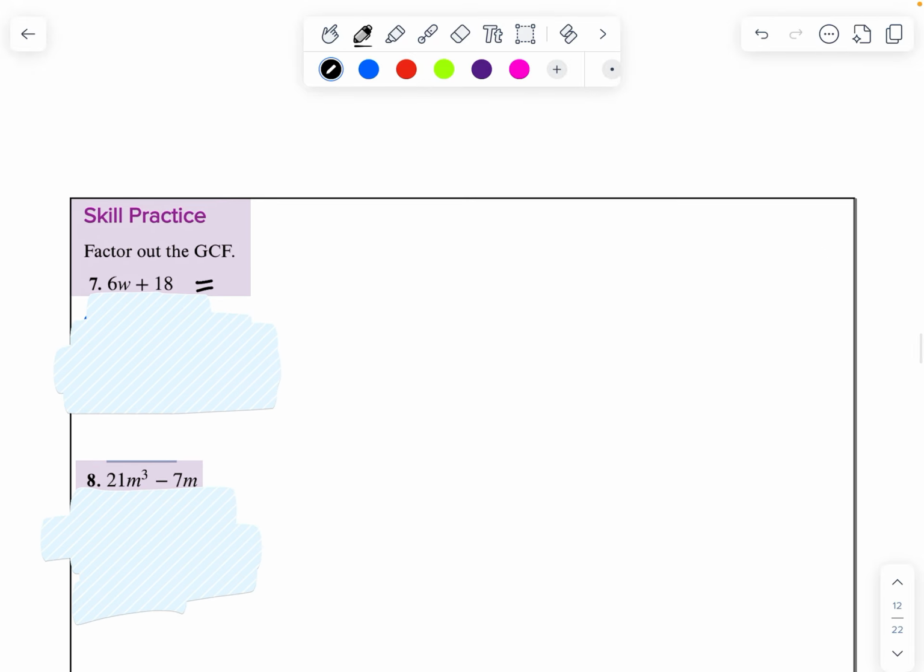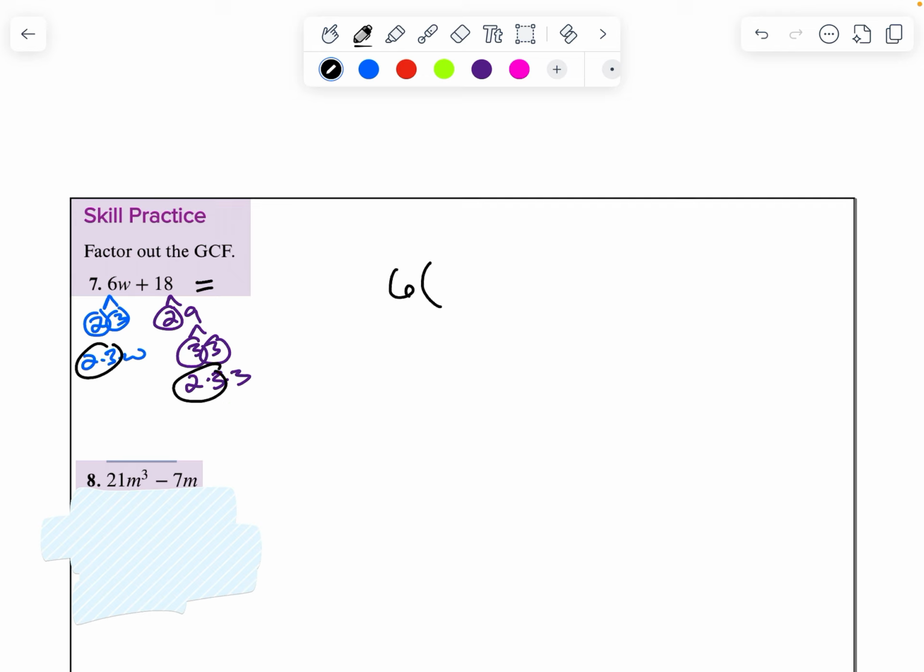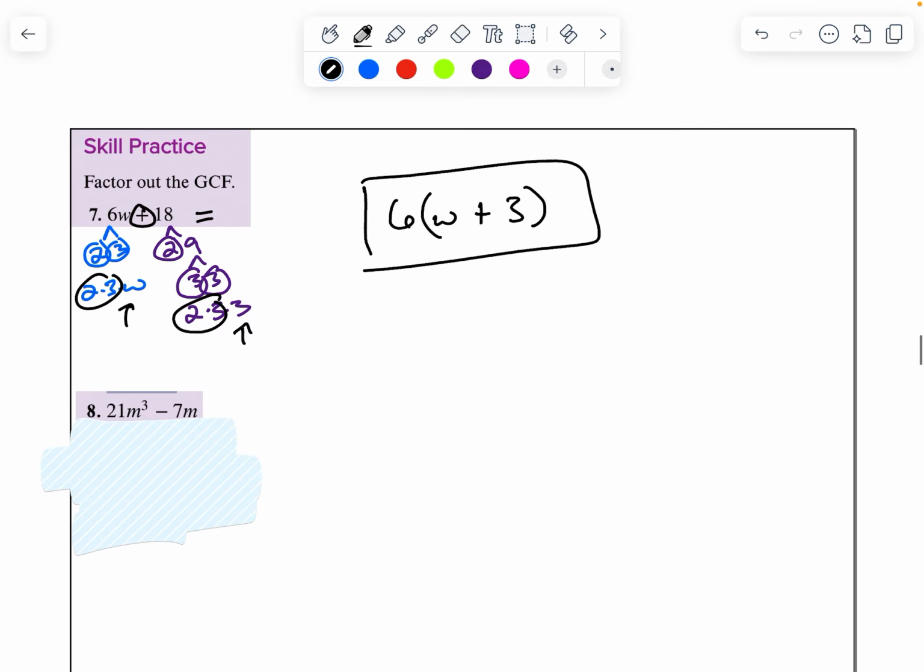All right, take a second, see if you could find the GCF. The GCF between 6 and 18 should be 6, and if you take that 6 out of the first one, you're left with a w. We have a plus in between. Take the 6 out of the second one, and you're left with a 3. That is factoring out the GCF. That's all there is to it, factor out the GCF.